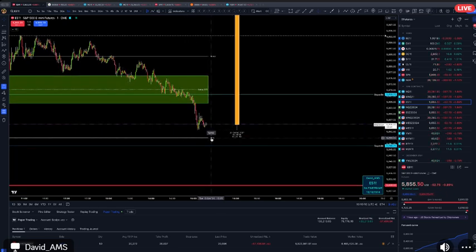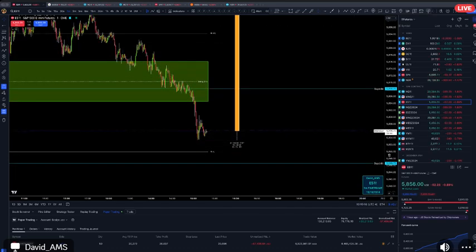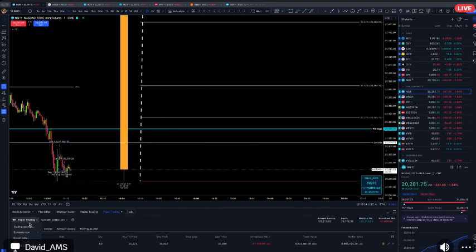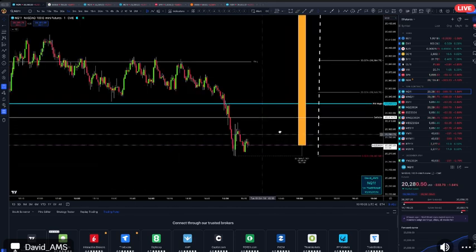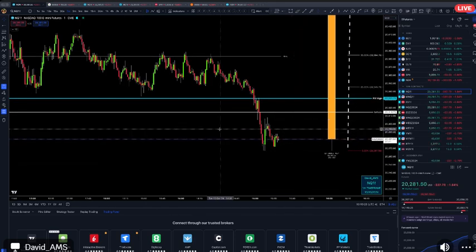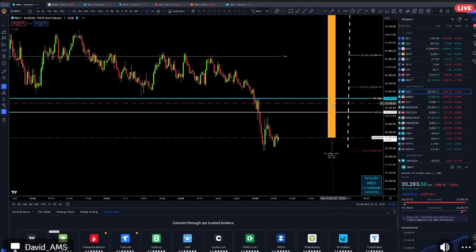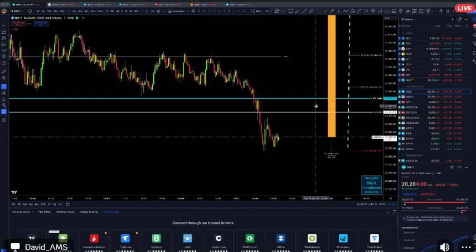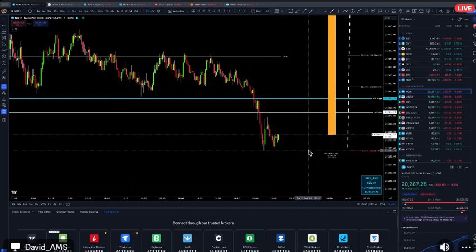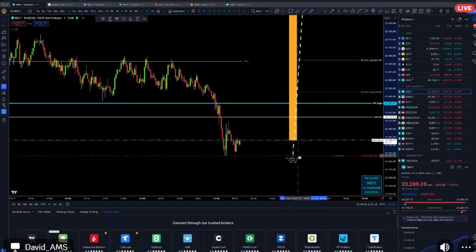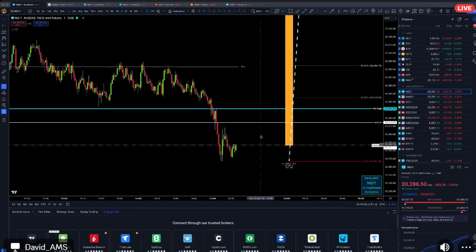So Nasdaq is weaker than ES still. Take this off because I don't want those labels on my chart. So you see, there's still no power. No buyers are participating. So any move up, you can treat it as a rip to sell.